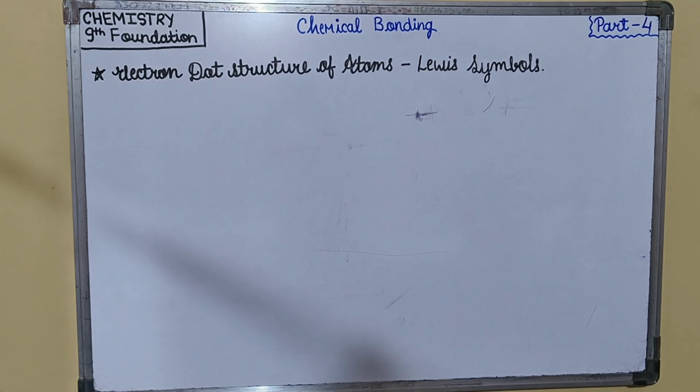PCMB Tutorials. Today we are going to learn class 9th chemistry chapter chemical bonding, and this is our part 4. In this part we are going to start with the electron dot structure of atoms, Lewis symbols.